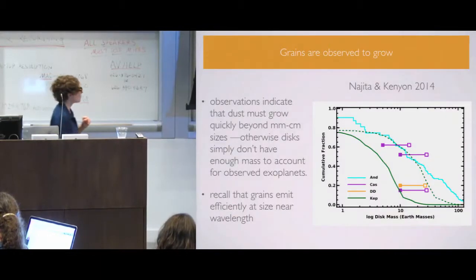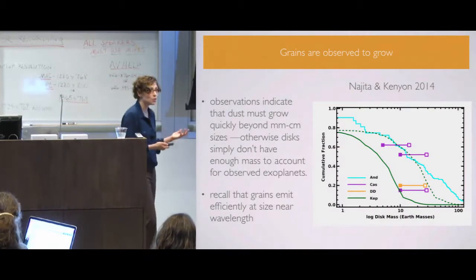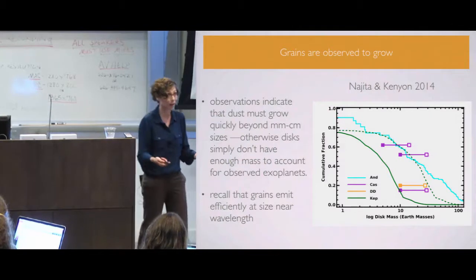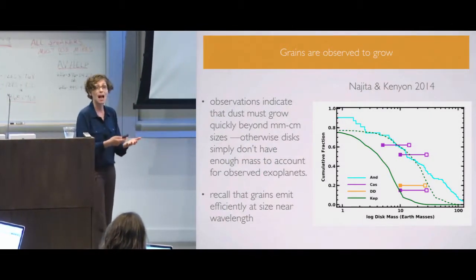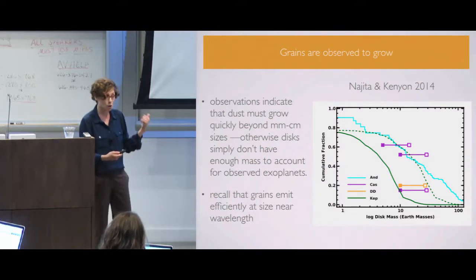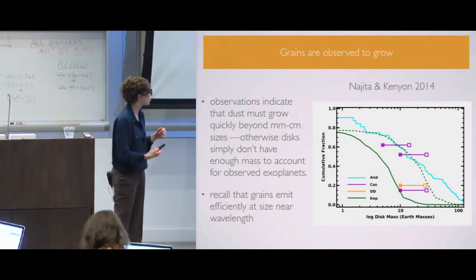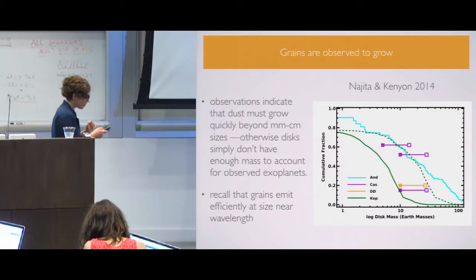And for the observers in the audience, there's good news, of course, which is that we've actually observed these grains. They do exist. Right? We observe protoplanetary disks at centimeter and millimeter wavelengths. And I'll show you in a minute that we actually see some substructures that might be due to pressure bumps.